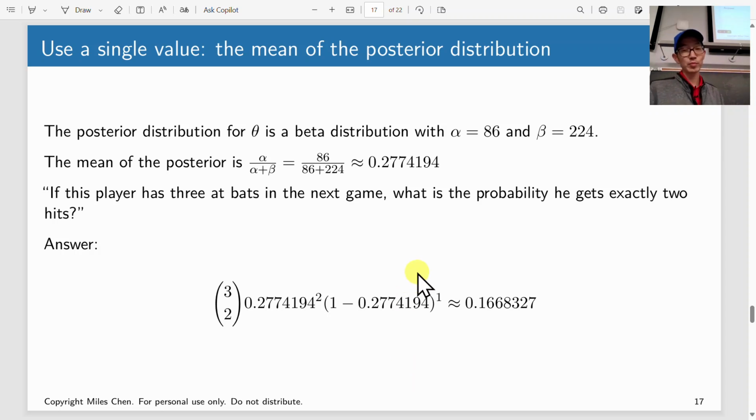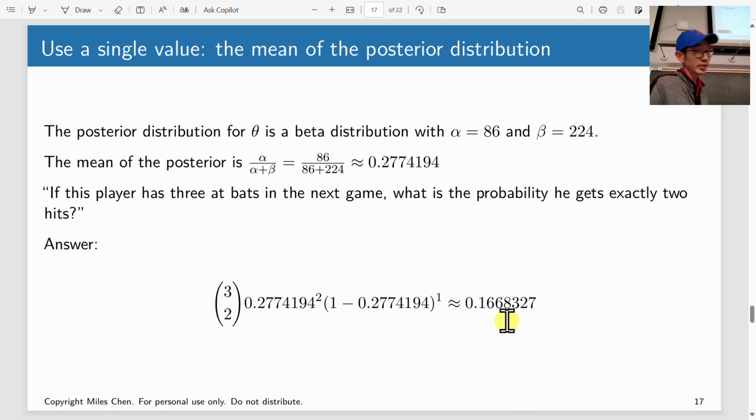Okay, one is we're going to just take a single value and plug that in. So our posterior distribution has shape parameters 86 and 224. So we said your mean is going to be alpha divided by alpha plus beta. So 86 divided by 310 gives me 0.277. And so we plug 0.277 into where theta is, 3 choose 2, 0.277 squared times 1 minus 0.277, and you get 0.1668. All right? Okay, there's your answer. That's what you get if you plug in the mean.